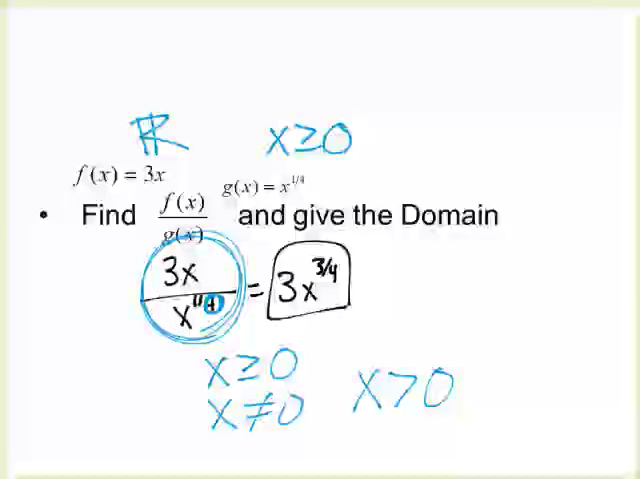Okay? Now, we have 3 different domains. We want to be as exclusive as possible. Which one of those cuts out the most stuff? The last one. So that's going to be our domain. We want to be as exclusive as possible. Let in as little as possible. Let's do some more.